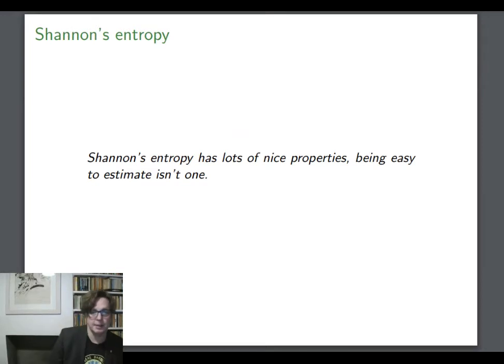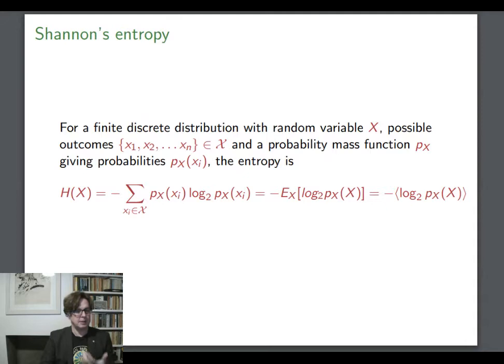As an aside, being easy to estimate isn't one of them. So to estimate Shannon's entropy from some sample data, well, it's an expectation value. And what you do then usually is you sample some of the data and work out the required function that it's an expectation value of. But here you actually need the probability.